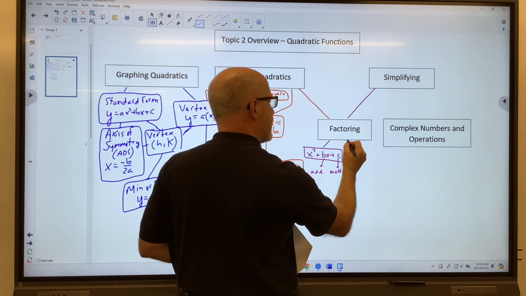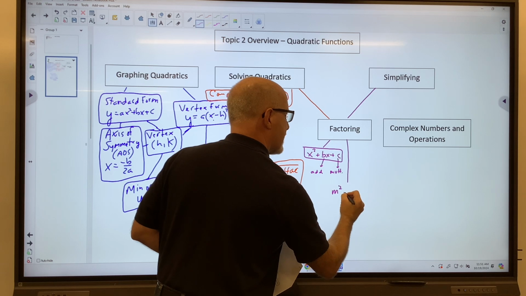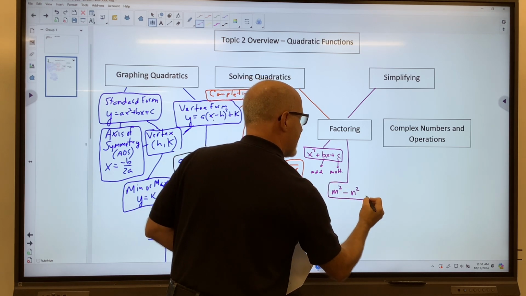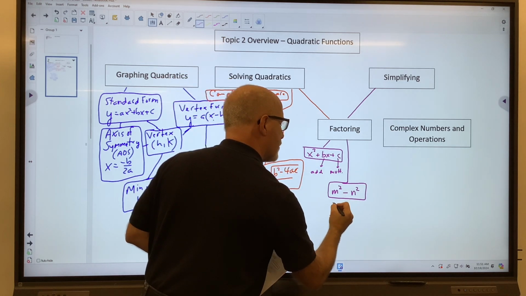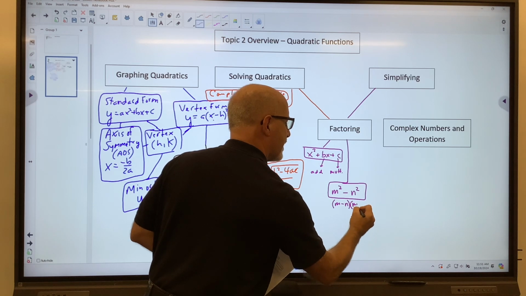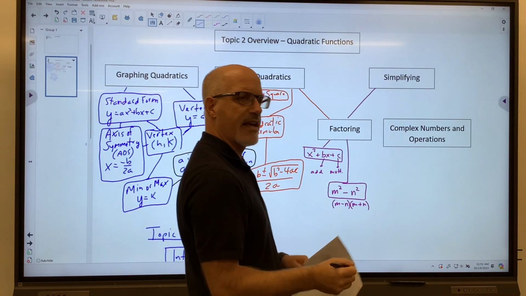We also had the difference of 2 squares pattern. We listed as m squared minus n squared. That pattern with m squared minus n squared, that's equal to m minus n, m plus n. So you take the square root of each and put a minus and a plus to get that factored.